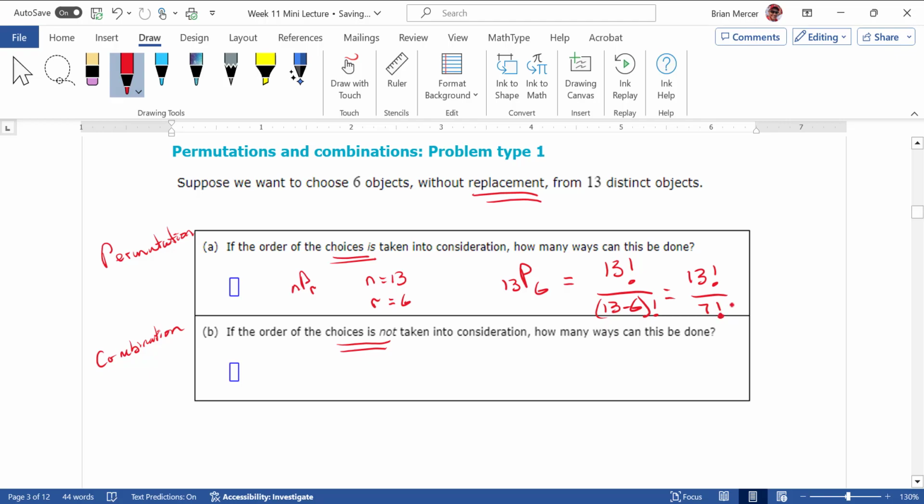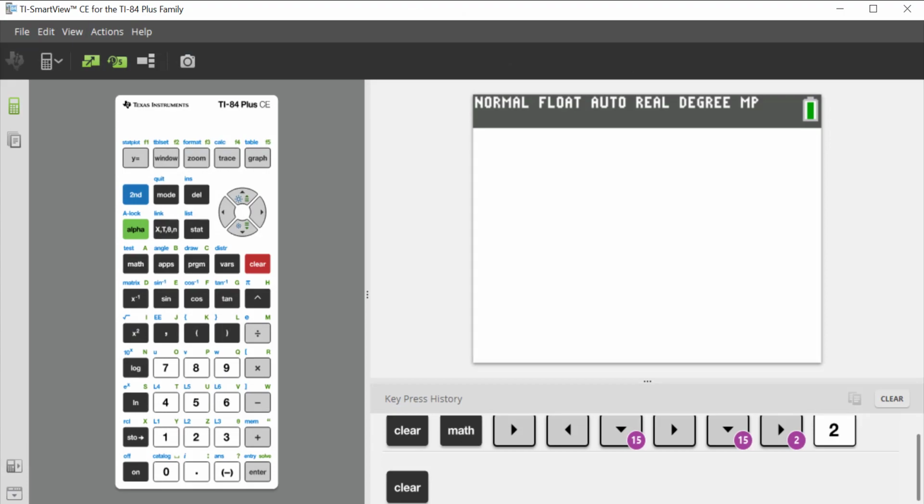And then what that really means is 13 times 12 times 11 times 10 times 9 times 8 times 7 factorial, over 7 factorial. And that divides away. So all that you're left with is 13 times 12 times 11 times 10 times 9 times 8. Now, again, you can do that the manual way, or you can use a calculator, and we're going to show you how to do that.